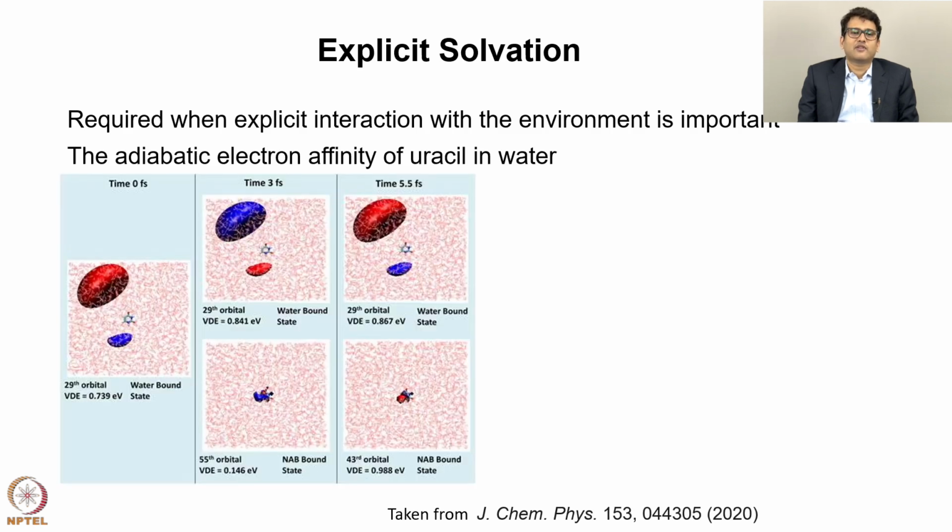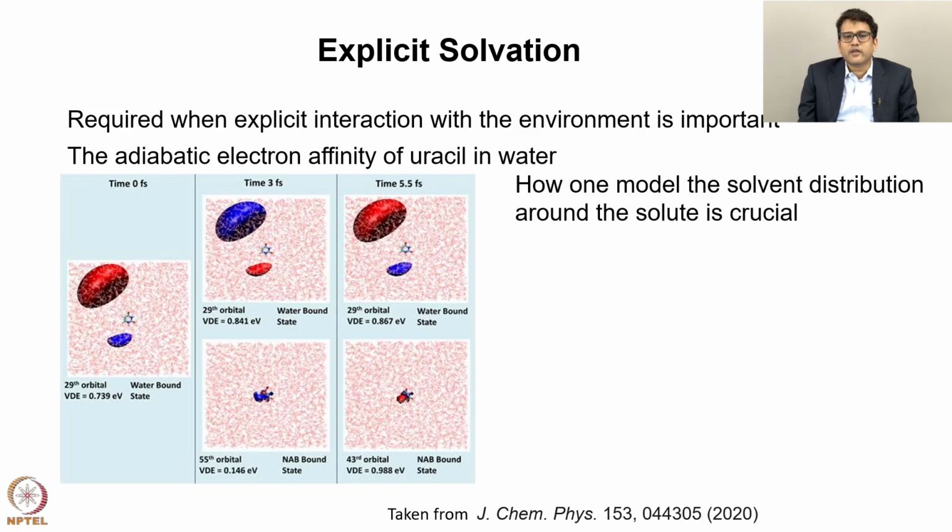So this is how the electron attachment to uracil looks. Initially the electron is delocalized over the water molecules, so it's like a pre-solvated electron, and then it eventually gets transferred into a valence bound uracil state, and between the neutral and the anion the structural difference is quite high.